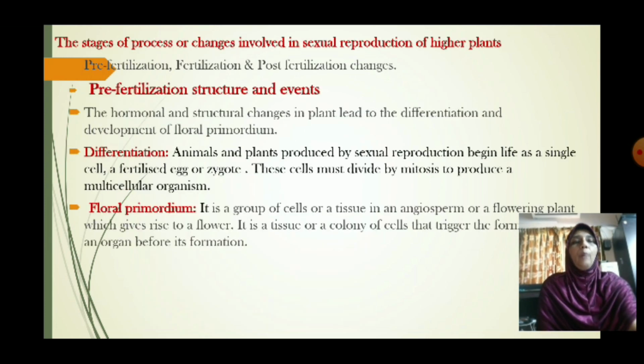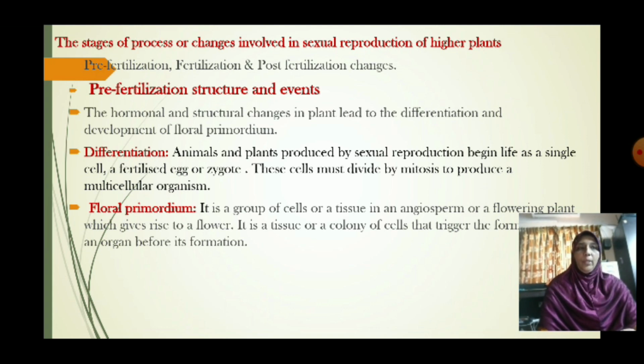Next, we are moving on to the stages of the process or changes involved in sexual reproduction of higher plants. Here there are 3 important steps. They are the pre-fertilization structure and events, then comes the fertilization, and post-fertilization changes. Now we are going to consider pre-fertilization structure and events. The hormonal and structural changes in the plant lead to the differentiation and development of floral primordium.